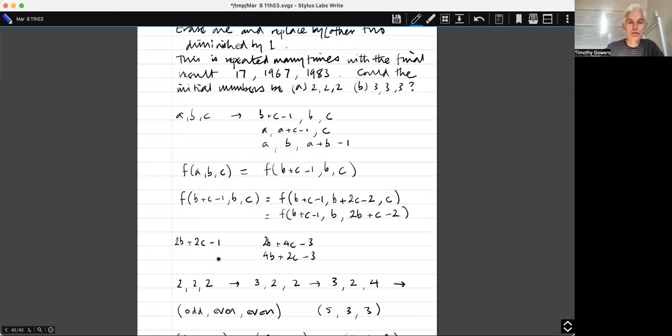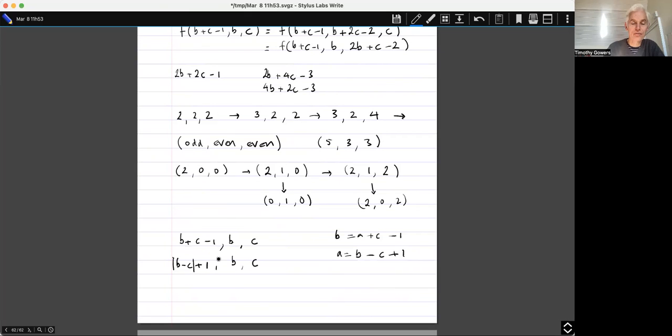And so if we start with 1967, 1983, so 1983 is indeed 17 plus 1967 minus 1. It's reassuring. So now can I replace this by the difference of those two plus 1? So the difference of those two plus 1 is 1951, so I make that 1951.